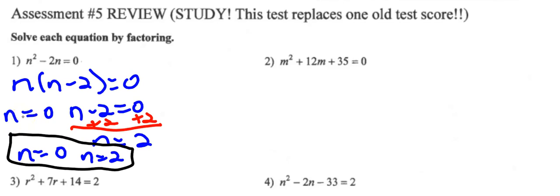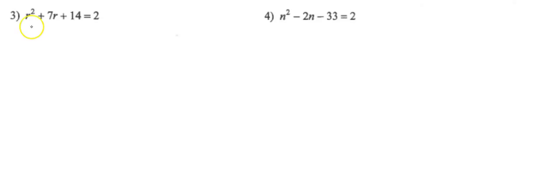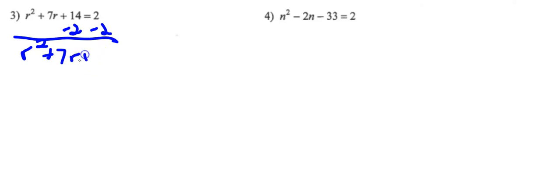Okay, let's look ahead to the next problem. We're going to jump down to number 3. Again, I'm only doing the odds for you. So we have this situation where we have a quadratic, but we also have this number over here. What we're going to do is just move that negative 2 over. Which will then give us r squared plus 7r plus 12.